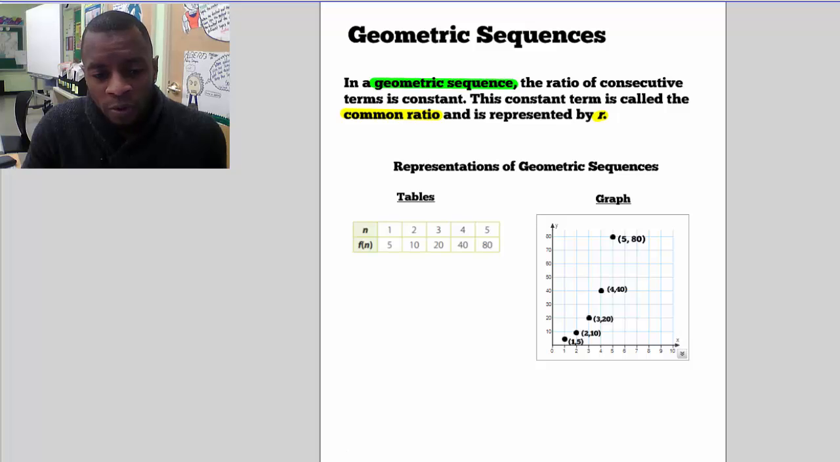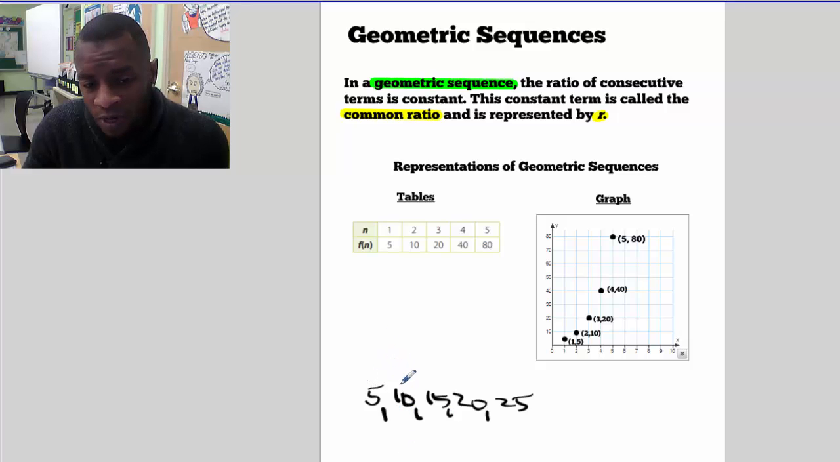For example, if we had the list 5, 10, 15, 20, and 25, we know that between every set of consecutive terms, we're adding 5. This was our common difference.